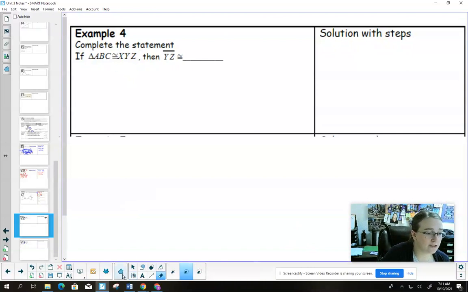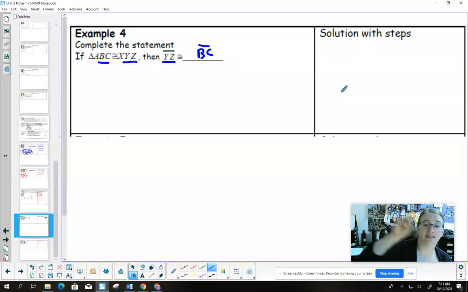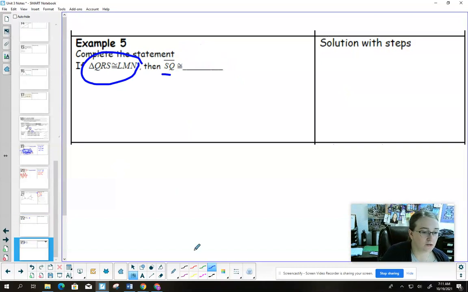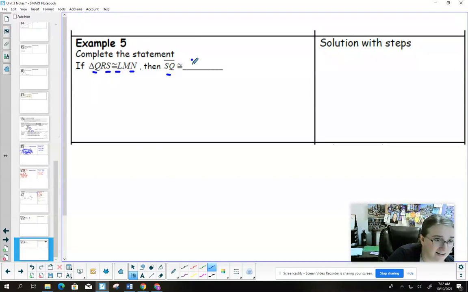Okay, well, what I need to do is find where YZ is in the statement, and YZ is right here. So it's congruent to the matching letters on the other triangle, so that's BC. YZ is the last two letters, BC is the last two letters, guaranteed those sides are going to be the same, right? That's what congruent means. So same thing over here. I'm looking for S and Q. Now, Q comes first and S is second, but that doesn't matter, because we know we can flip-flop SQ and QS. So that means that L and N are the congruent sides.